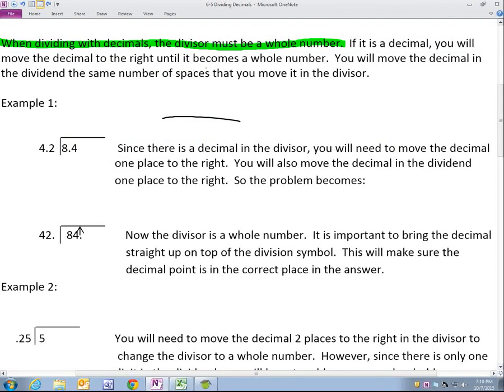You're going to move the decimal one place to the right. You will also move the decimal in the dividend one place to the right. Can we stop tapping? Thank you.